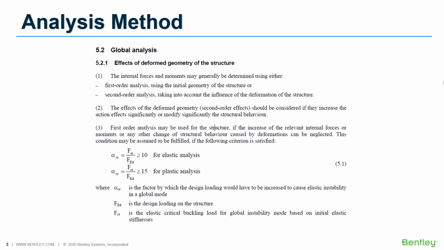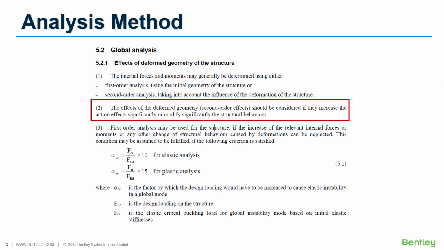Now, Eurocode suggests that we can either perform first order analysis using initial geometry, or we can go for second order analysis to consider the deformation of the structure. Which analysis method needs to be considered for a structure depends on several criteria. For example, we can perform both first order and second order analysis and compare the results. If the second order effects are negligible or don't have any significant effect on the structure, then we can use first order analysis.